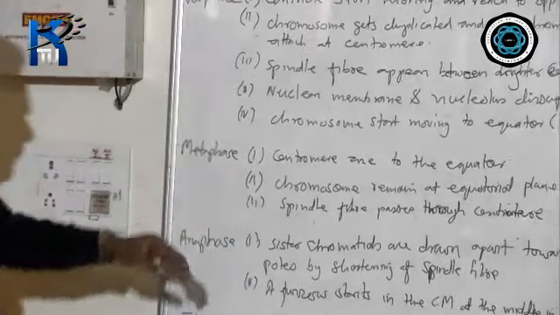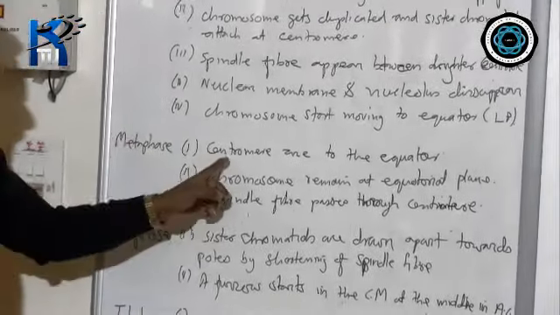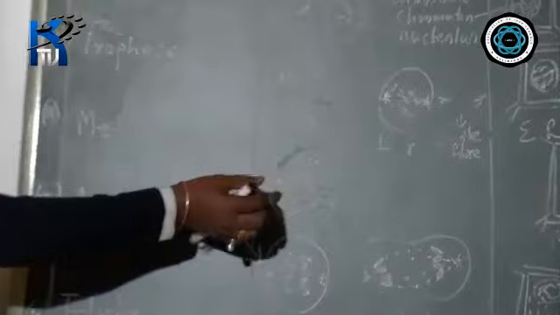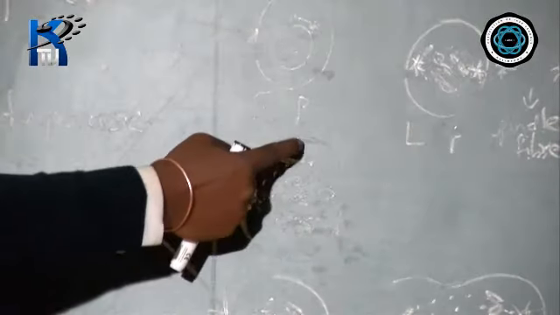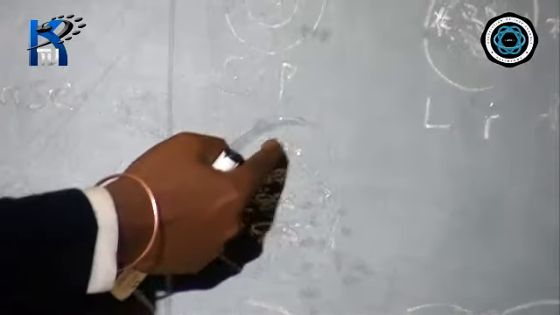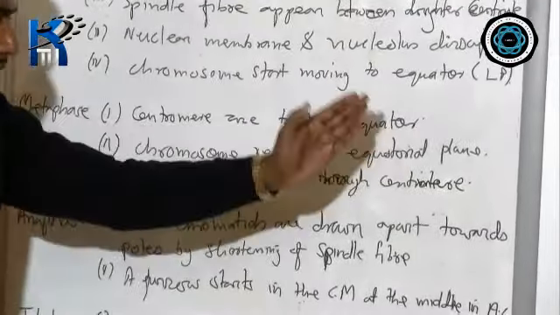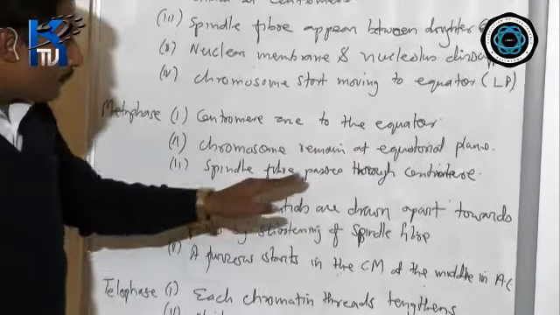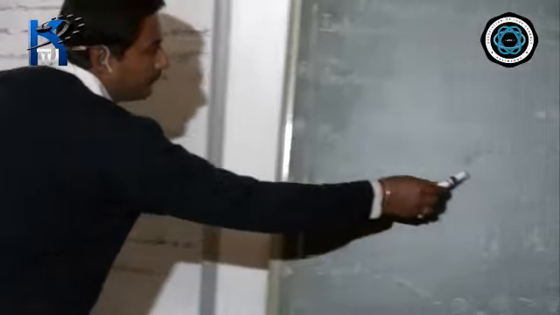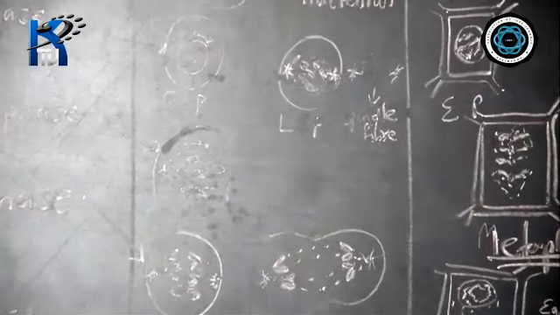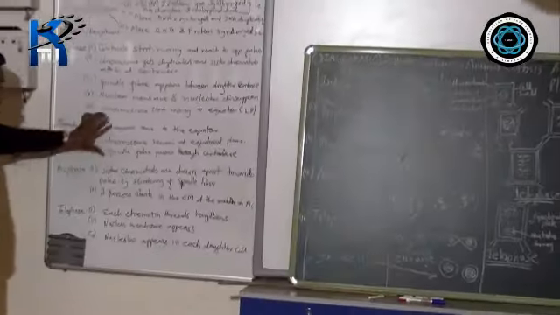Now, after that comes metaphase. Meta means after prophase. So in metaphase, what is going to happen? Centromeres are at the equator. You see in the metaphase, this is the centromere, this is the centromere, this is the centromere, this is the centromere. They are at the equator. Chromosomes are all lined up at the equator. So centromeres are at the equator, and chromosomes remain at the equatorial plane. That means they are at the equator. Spindle fibers pass through the centromere. That means all the spindle fibers have to pass through the centromere. That is the observation seen in the metaphase. So the characteristic features of metaphase will be these three.